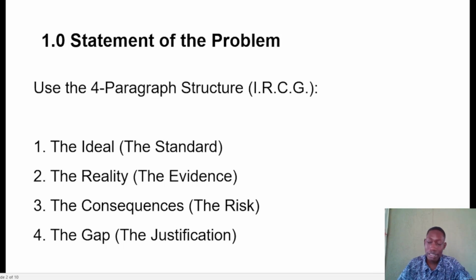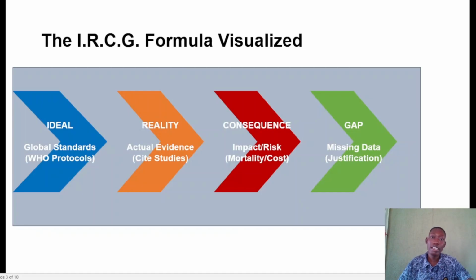So that is just the layout or the structure for writing the statement of problem. You talk about the ideal. After the ideal, talk about the reality. Then you tell us the consequence of that reality. Then you now tell us the gap. What are the missing links, the missing data in that?